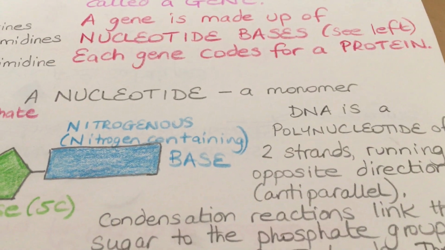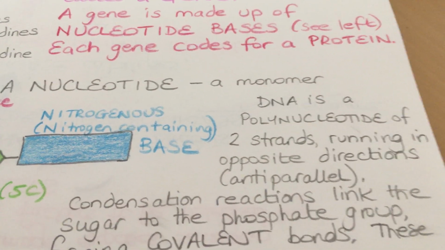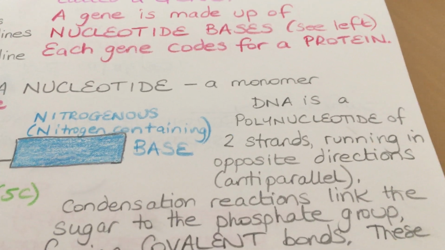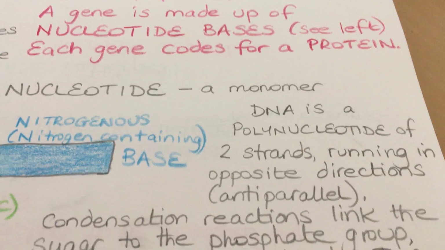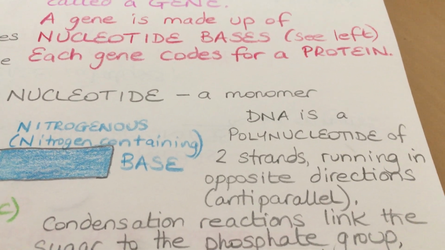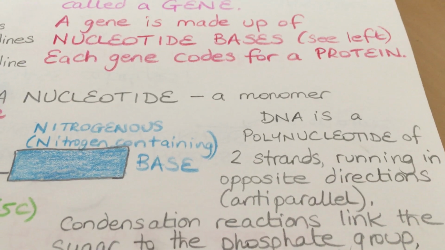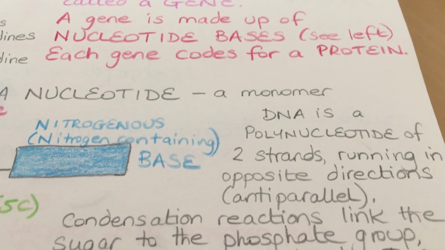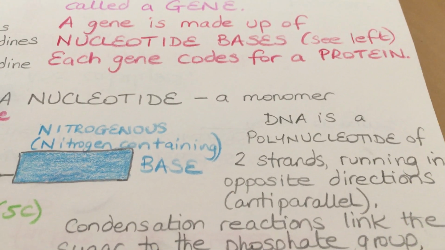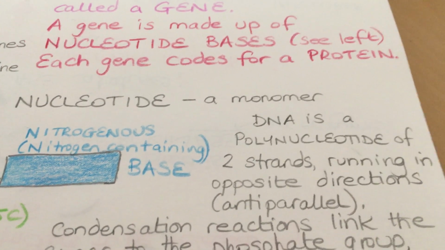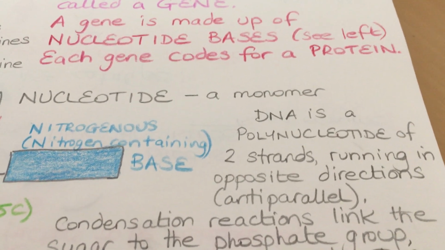So as I've mentioned, a nucleotide is a monomer. DNA is formed as a polynucleotide of two strands, and they run in opposite directions. We refer to this as anti-parallel. When we take a look at transcription and translation, we will take a look at the 5' to 3' and 3' to 5' lengths of DNA. If you do not recognise that language, go and have a read of that straight after this video.